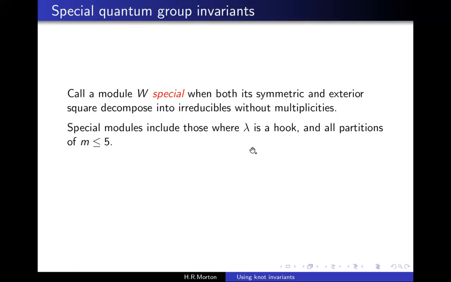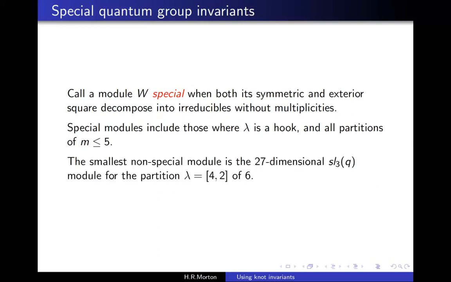Lambda being a hook, I should have maybe drawn you a hook. Those of you that know about partitions know that a hook is a partition with an arm and a leg and nothing else. But if you then look at all the modules for partitions, the smallest one that is non-special is a 27-dimensional SL3Q module for a partition of 6, that is 4 and 2, which is not a hook.